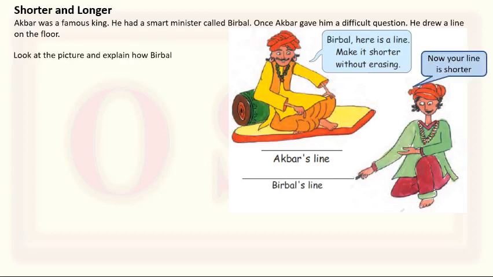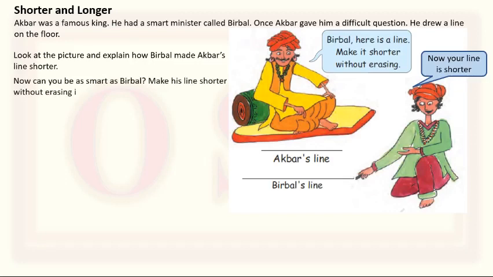Now look at the picture and explain how Birbal made Akbar's line shorter. How can you be as smart as Birbal? Make his line shorter without erasing it. Just think, is there any longest line? So there is no longest line, always longer is possible.